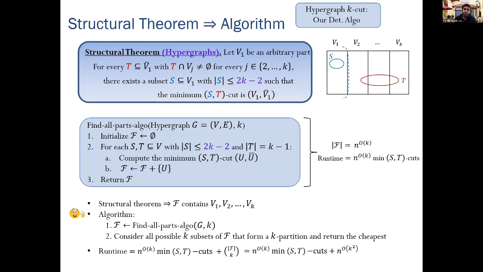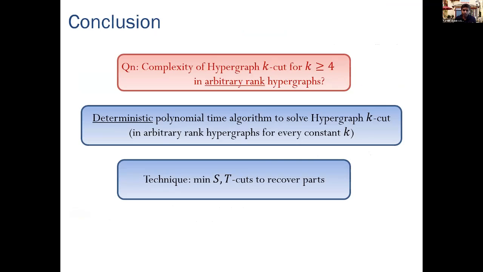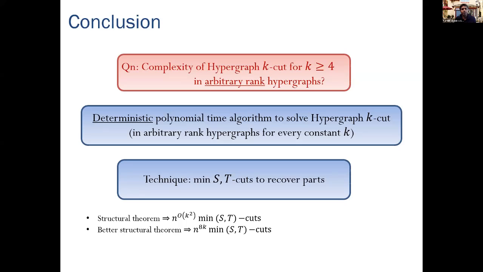In the interest of time, I won't go into the proof of the structural theorem. Let me wrap up. The main contribution is the structural theorem showing that min ST cuts can be used to recover the parts of an optimum K partition. The runtime of the resulting algorithm is n to the order K squared min ST cut computations. We also give a better structural theorem, which leads to a faster runtime. Now the runtime is n to the 8k min ST cut computations.